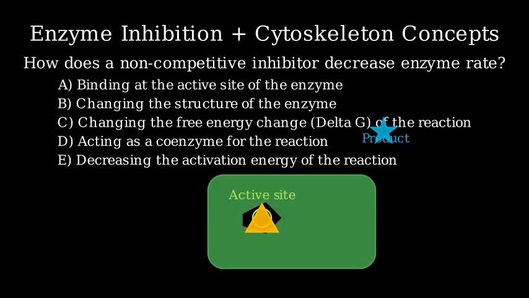Now, a non-competitive inhibitor binds at a different site called an allosteric site, not the active site. This binding changes the shape of the enzyme and lowers the maximal rate, Vmax, but does not change substrate affinity, so Km stays the same. Watch the inhibitor bind away from the active site. Notice the enzyme changes conformation. The substrate can still bind, but the turnover is reduced.